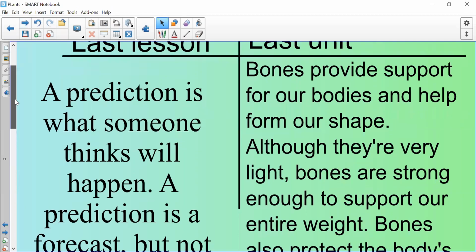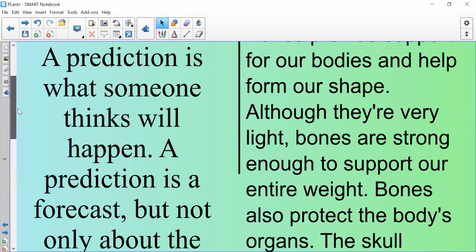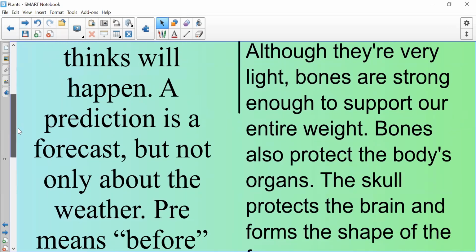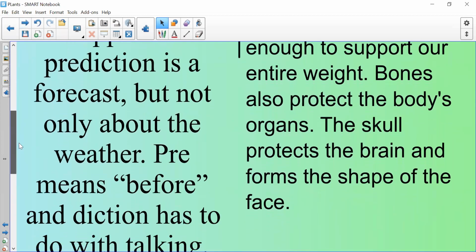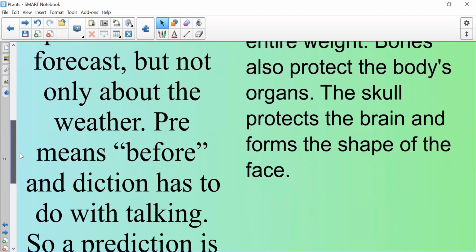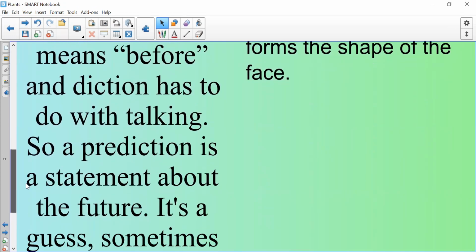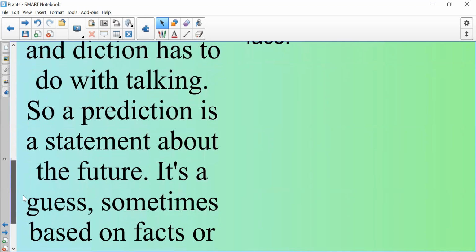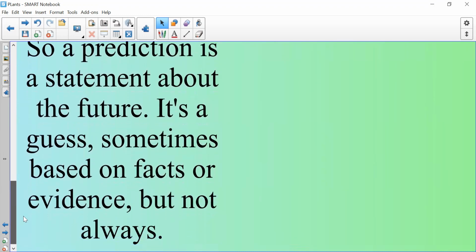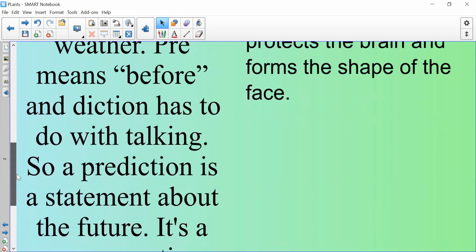So from last lesson, a prediction is what someone thinks will happen. A prediction is a forecast, but not only about the weather. Pre means before, and diction has to do with talking. So a prediction is a statement about the future. It's a guess, sometimes based on fact or evidence, but not always.